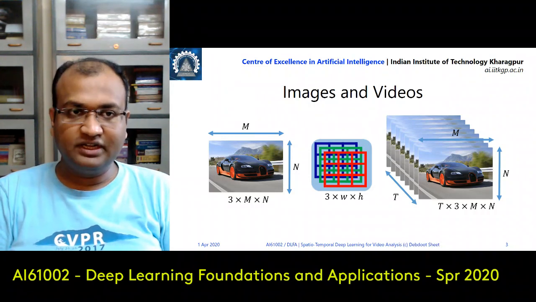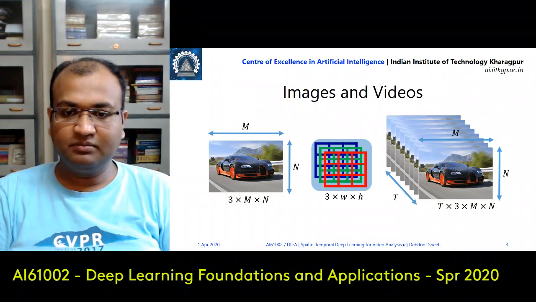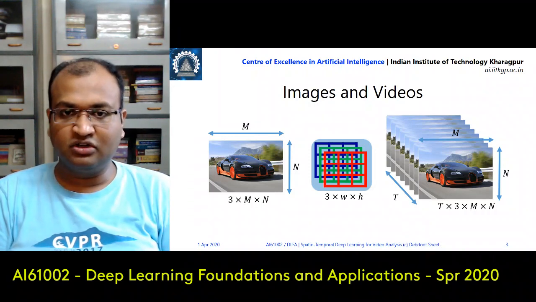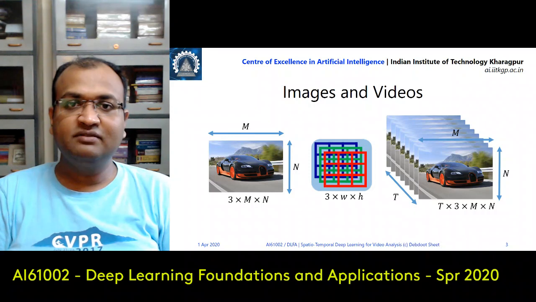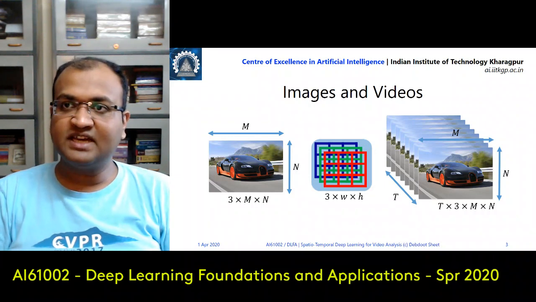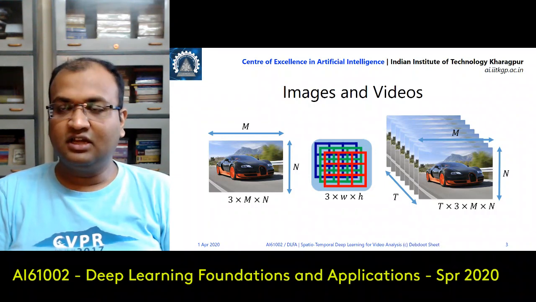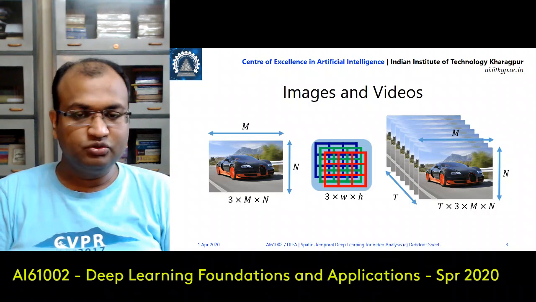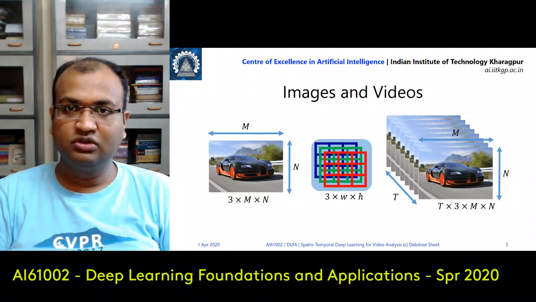Now, for a 4D tensor of this type, one way we represent it is time cross channel cross M cross N, or there can be another way in which you can represent it as channel cross time cross M cross N. That is purely up to your understanding of how you would like to associate it.